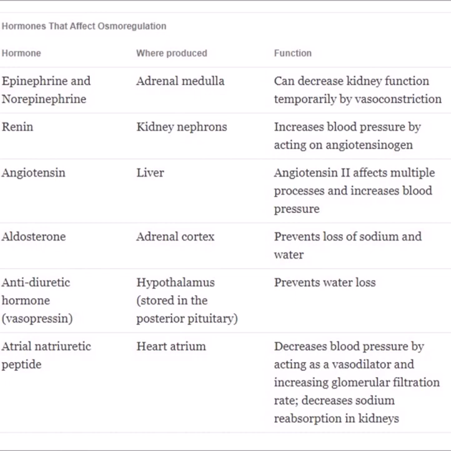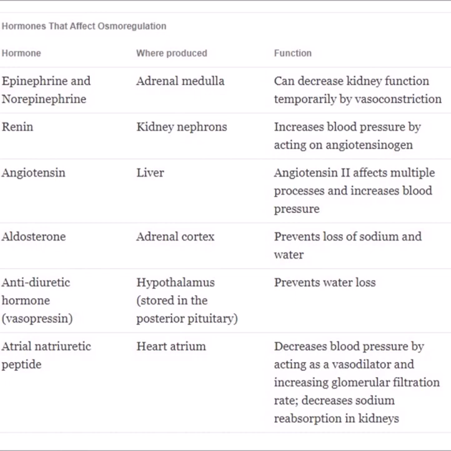Angiotensin 2 affects multiple processes and increases blood pressure. Another hormone is aldosterone, which, for spelling purposes, you can call it aldosterone, so you can remember that there is an E at the end. Aldosterone is produced in the adrenal cortex, and its function is to prevent loss of sodium and water.